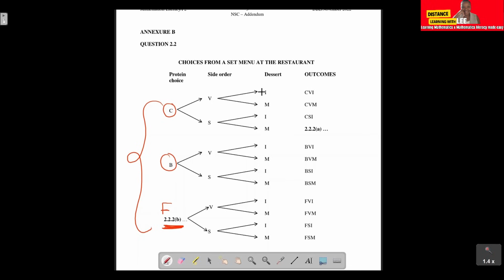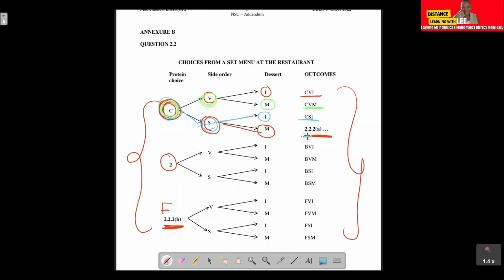When analyzing this tree diagram to get your outcomes, what do you need to know? With your chicken, you can either have your chicken with veggie or salad. And then here you've got the different desserts, only two desserts that you can choose from. So in the first choice, you can have chicken with veggie and ice cream. That is the outcome. Or you can have chicken with veggie and malva pudding. That is the outcome. Another choice is that maybe you don't want veggies, so you can have chicken with a salad and go that way, ice cream. That is the outcome: chicken salad with ice cream. Or you can have chicken with a salad still and malva pudding.